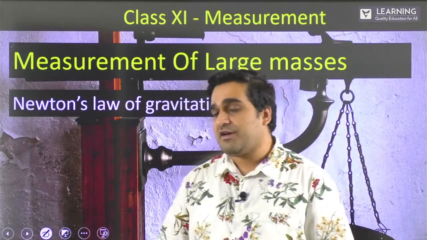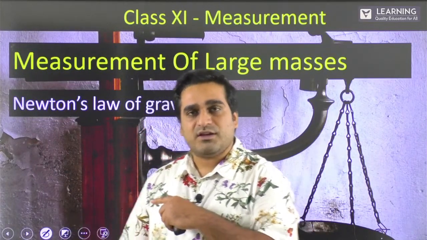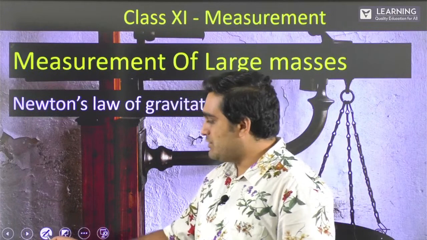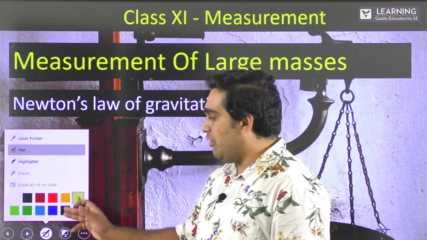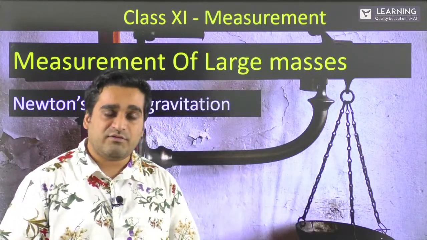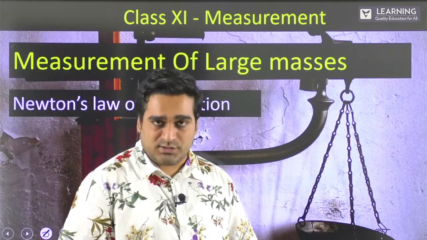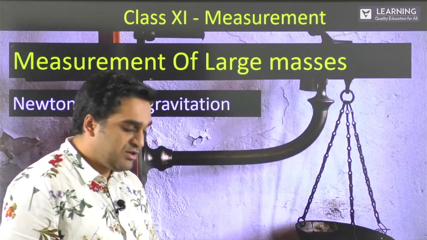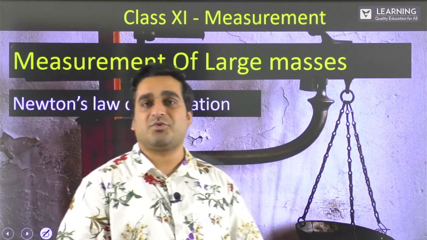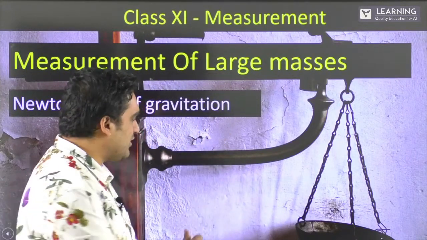You must have encountered Newton's law of gravitation in lower standards. But if you have forgotten, that's all right. Let me recap what exactly Newton's law of gravitation is and what it states. So first of all, the statement is: the force of attraction between two masses is directly proportional to the product of the masses and inversely proportional to the square of the distance between them. I'll repeat it one more time with the equation.